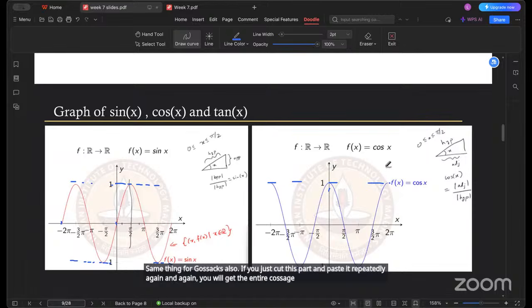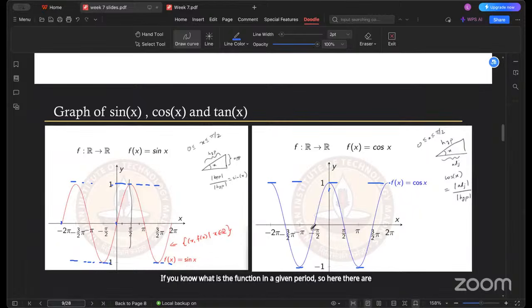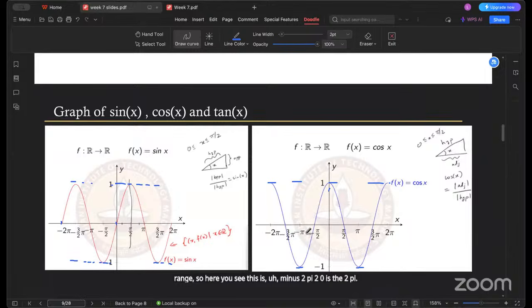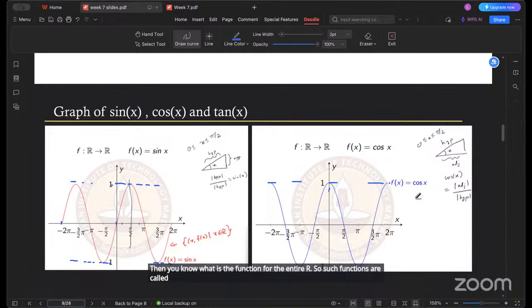These are periodic functions. It means what? If you know the function in a given period, so here they are 2 pi periodic. So if you know the function in any 2 pi range, so here you see this is -2 pi to 0, which is a 2 pi interval. If you know the function for any interval of length 2 pi, then you know the function for the entire R. So such functions are called periodic functions.